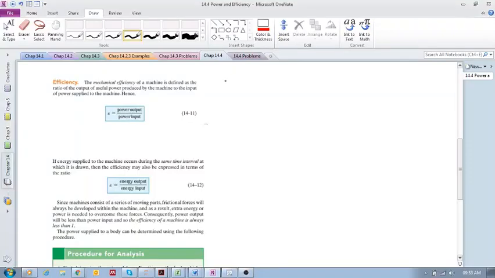Okay, so we are in 14.4, power and efficiency. So we saw in the previous video that power is equal to dU/dt.